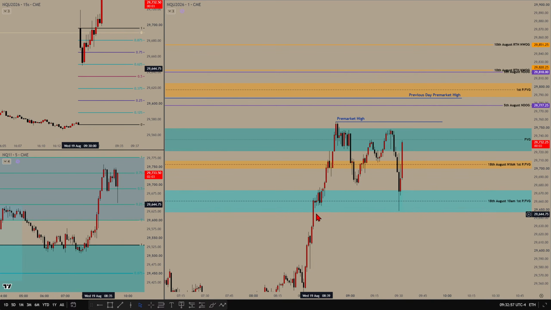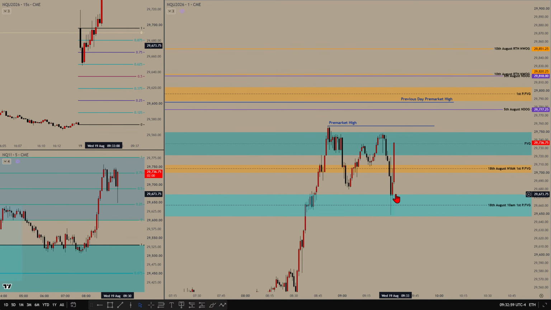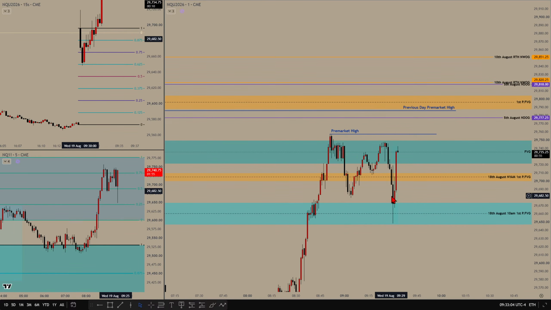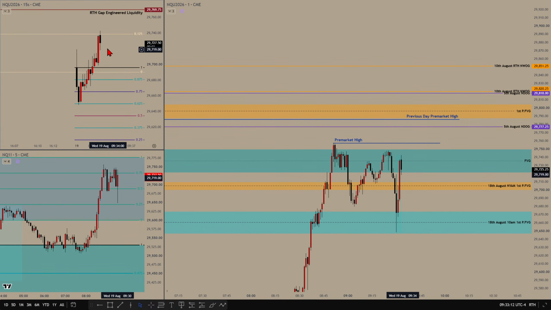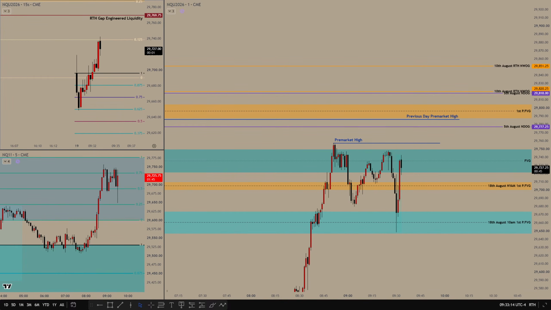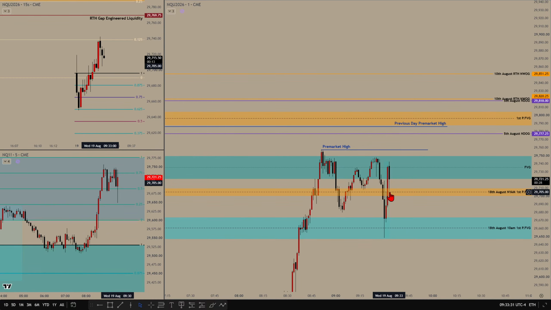Currently, we've swept a low, we're going to a fair value gap, we're staying in the upper quarter, basically at the high of this previous day fair value gap. And we've seen it displace higher above the VSP, and that is a market structure shift. We want to see, can it continue higher to the prices for our regular trading hours gap engineered liquidity pool. Let's touch the upper half there.